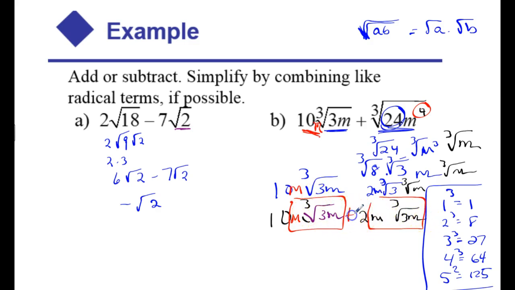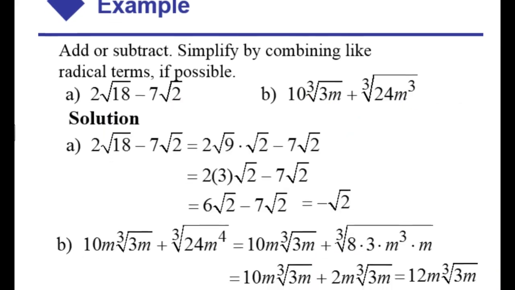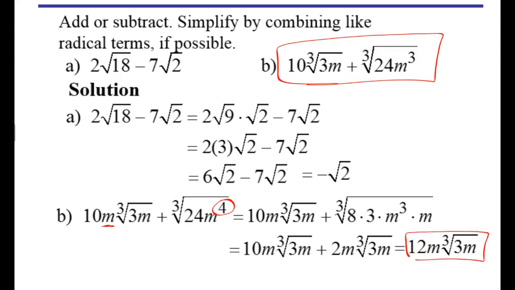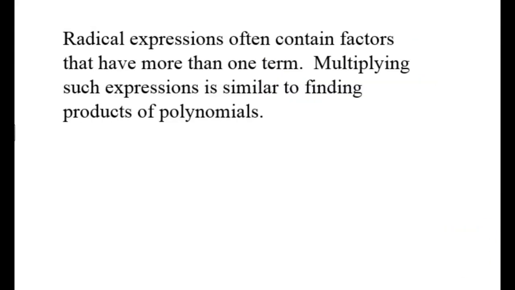If those boxes aren't the same, and the author didn't intend this to be the problem, then I couldn't combine these. But I really do think the point of this problem was to be 12 boxes, which is m cube roots of 3m. You can see on the next slide, he does add this m here, and he changes this m cubed to an m to the 4th. So I apologize about that problem. You can see that was not the original problem, but they had changed it so that they would have like terms in order to combine.